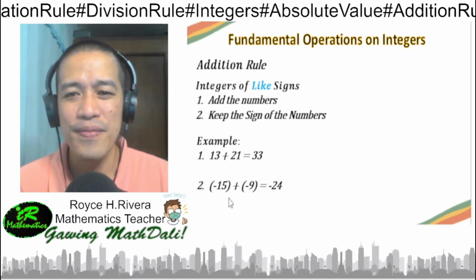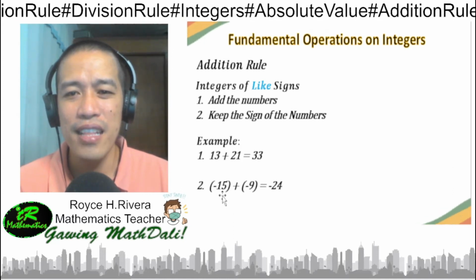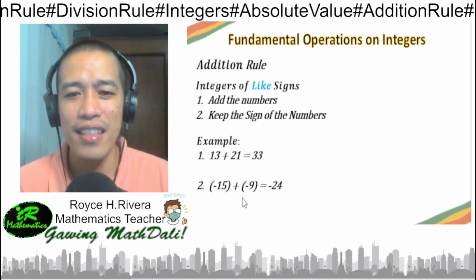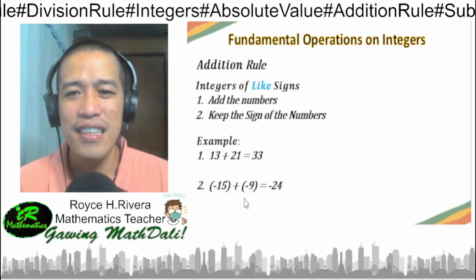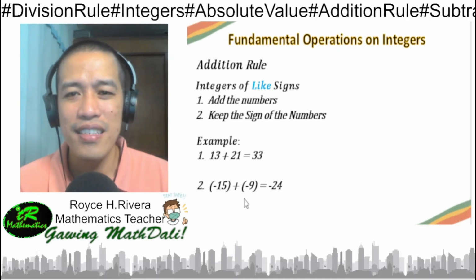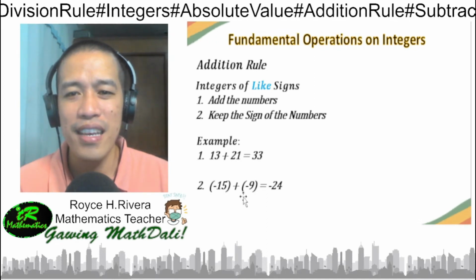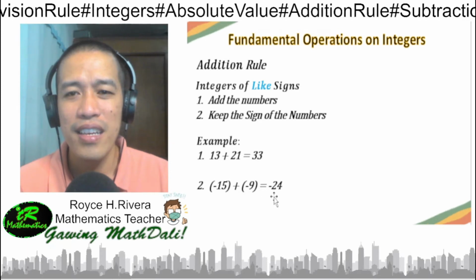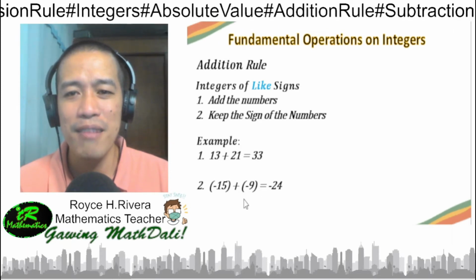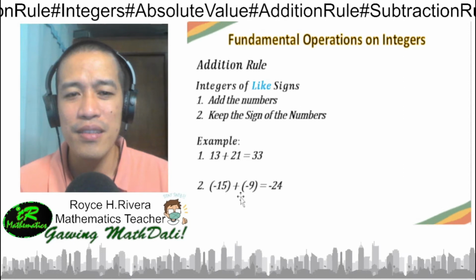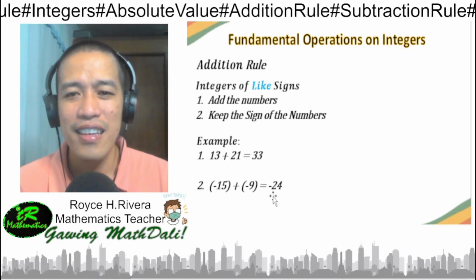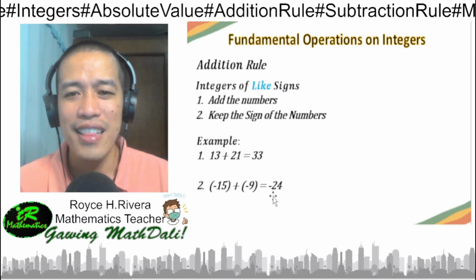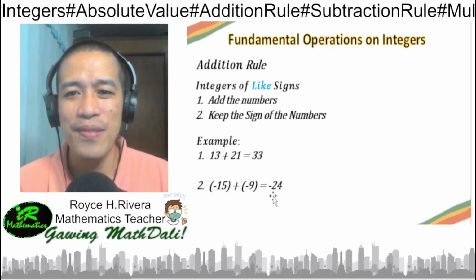Number 2, negative 15 plus negative 9. Both are negative. So add the numbers. 15 plus 9 is 24. Then keep the sign of the numbers. Since both are negative, then the sum is negative 24.